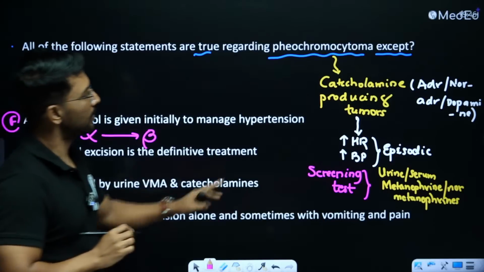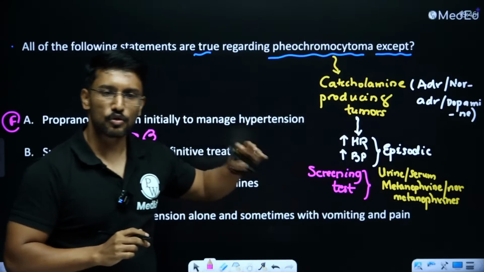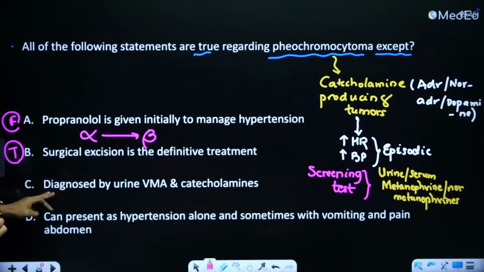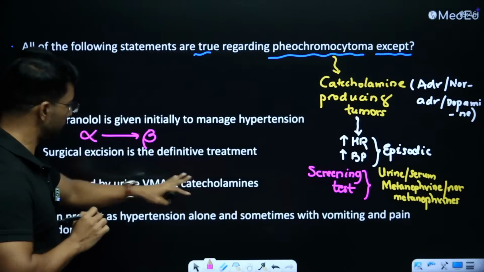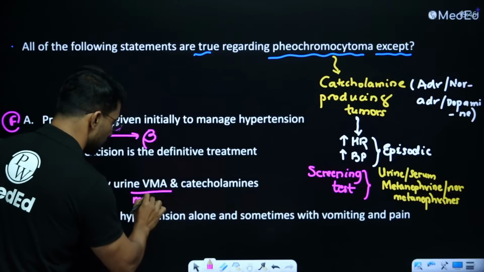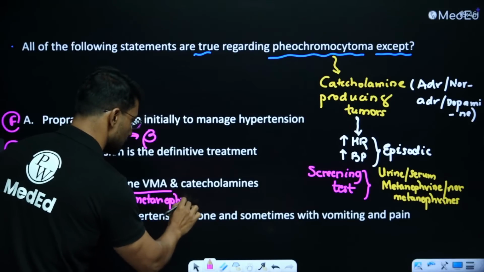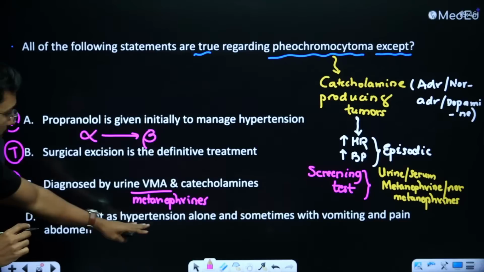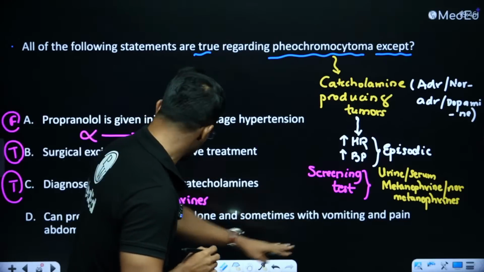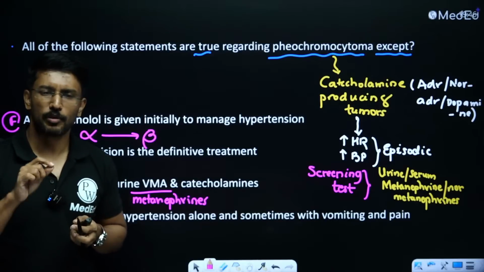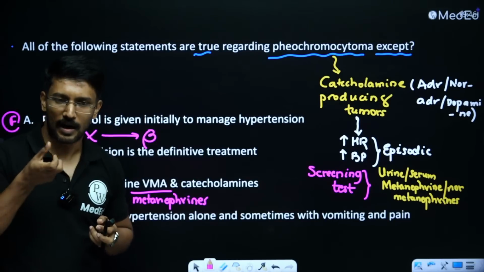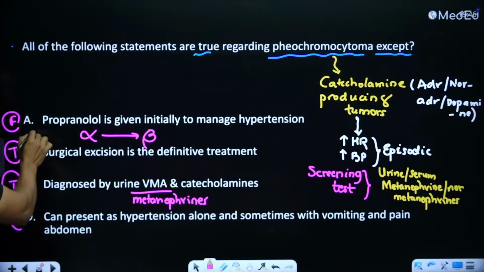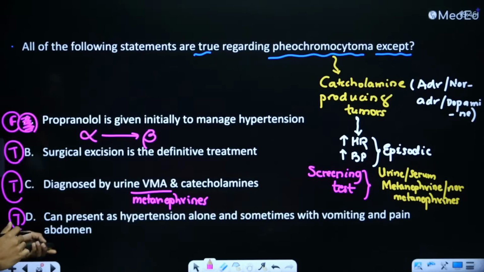Okay. And then what is the definitive treatment? This tumor, which is responsible for all this, has to be removed. Surgery is the treatment of choice. So option B is a true statement. Diagnosis by urine vanillylmandelic acid or catecholamines. Instead, we would prefer metanephrines, but if not available, we can consider this as well. So this is also a true statement. It can present as hypertension alone and sometimes with vomiting and pain abdomen. Vomiting and pain abdomen is primarily because of the mesenteric artery constriction resulting in angina. So they can have pain abdomen as well. So this is also true. So the only false statement here is option A. So that will be our answer.